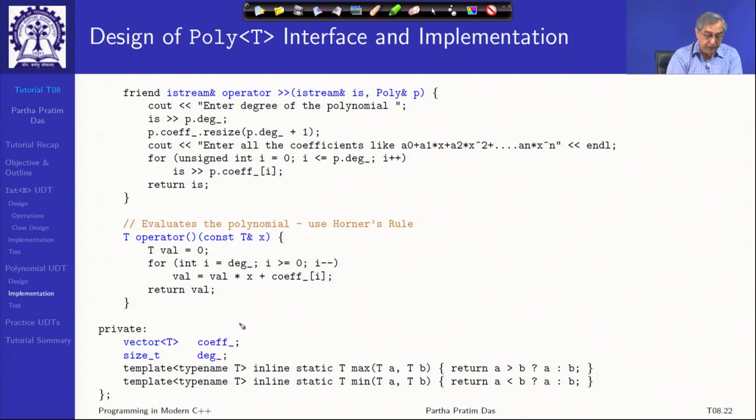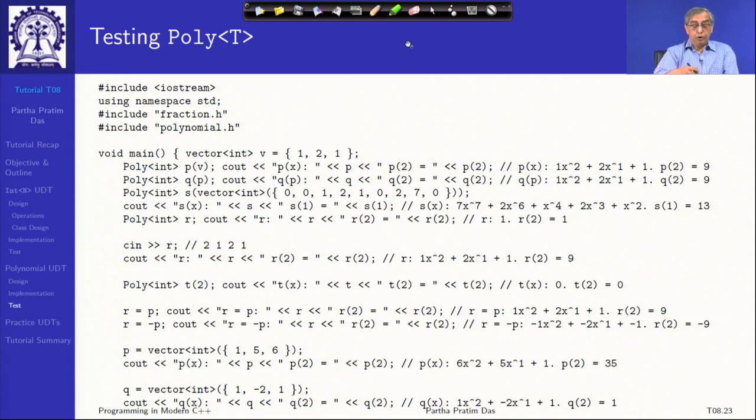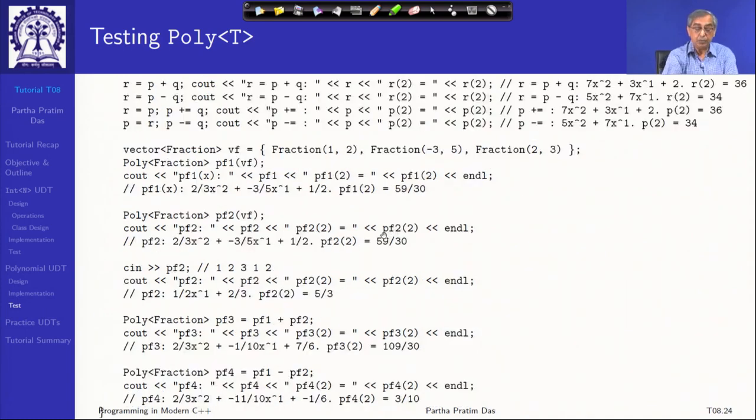setting up together. Here are the data members, 2 convenience functions, min and max. You can also use library functions from the standard library, but I just wanted to keep everything within this class. So, with this you can write the test code, constructing different polynomials, reading polynomials from input, negating polynomials, adding polynomials, subtracting polynomials, and so on.